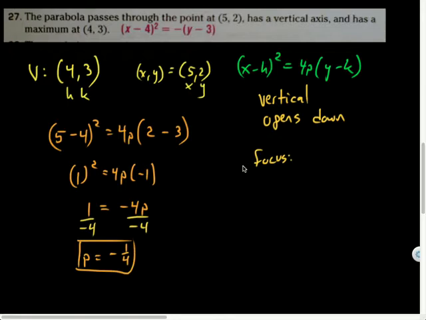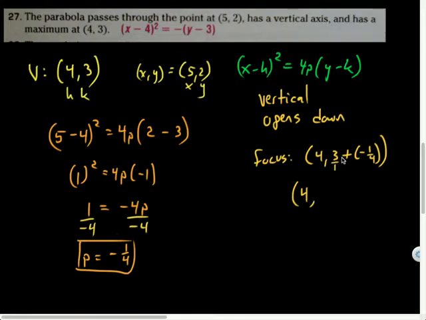So the focus is going to be the vertex, and I'm going to add this negative number to the y-coordinate because it's vertical. So that's (4, 3 plus a negative 1/4). And I guess I could write that as (4, 2.75). If we wanted, we could find the common denominator there if we want.